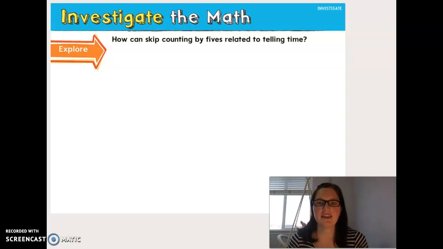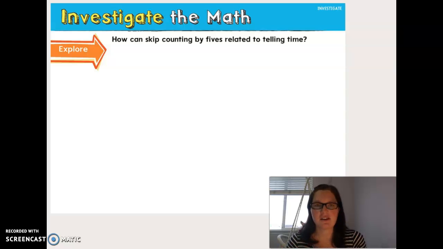Hello, our lesson today is telling time to the 5-minute mark. And let's talk about this question first. How can skip counting by fives relate to telling time? Well, we've already kind of talked about this before. The thing I want you to focus on right now is whatever method you learned for counting to 100 by fives. Okay, I want you to focus on that.